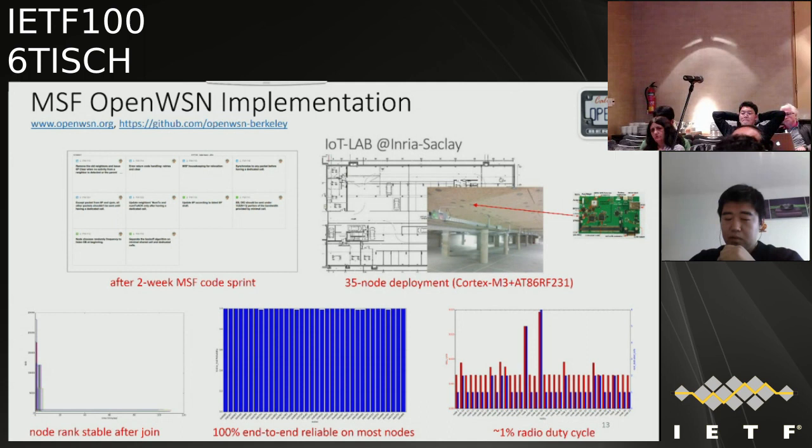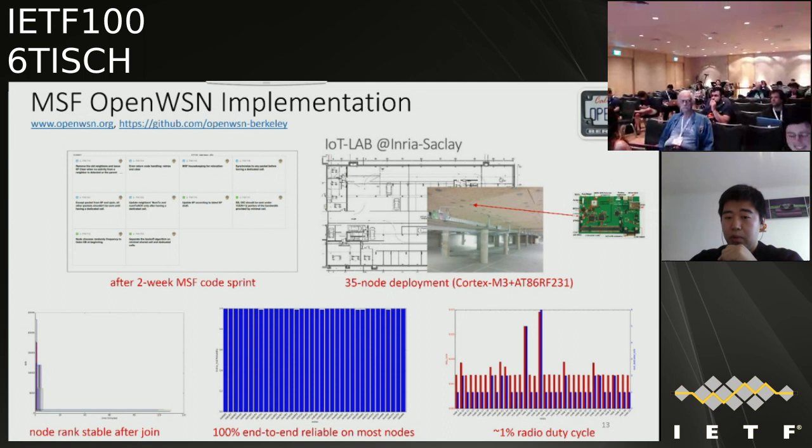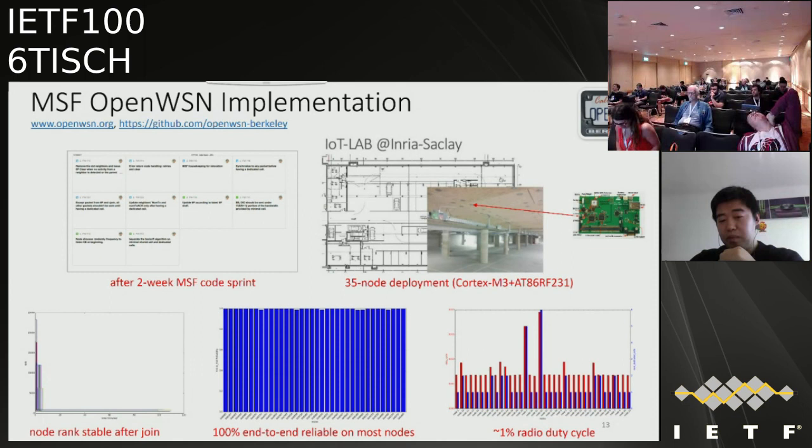Okay. And also, we did a real deployment on the IoT lab. We implemented it in 2 weeks with a MS app called Sprint, and we deployed 35 nodes on the Sakai IoT lab site. And we have some preliminary results on the bottom left.